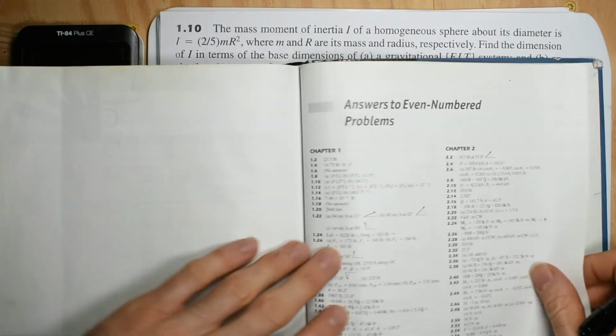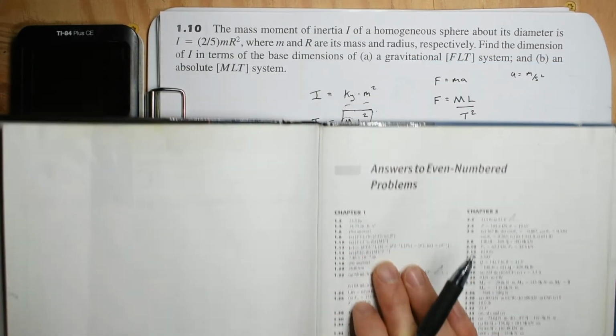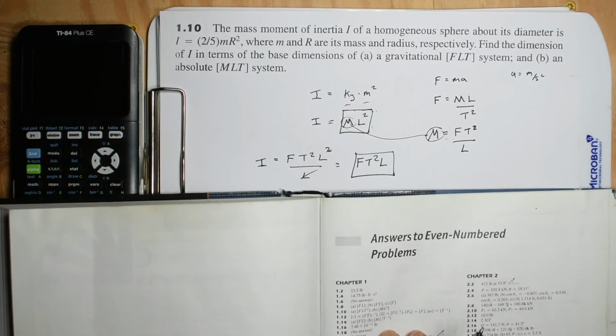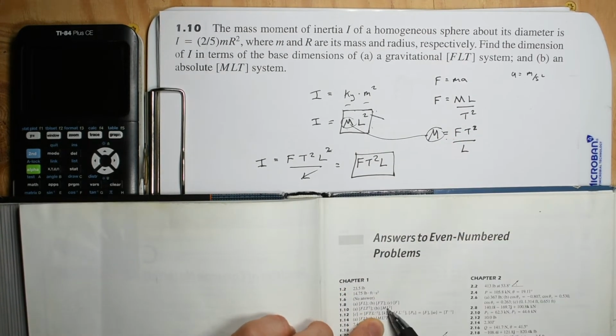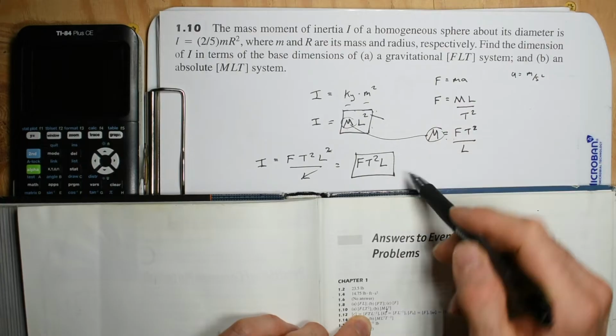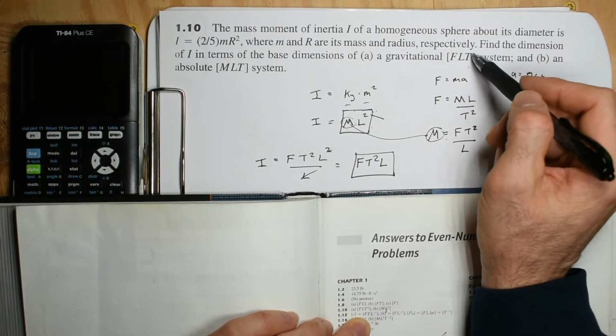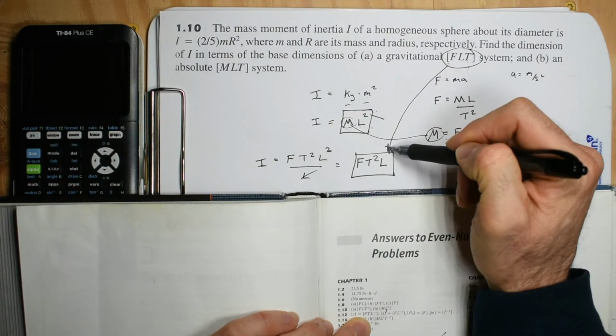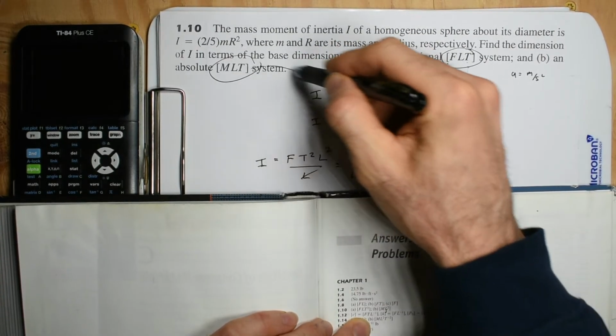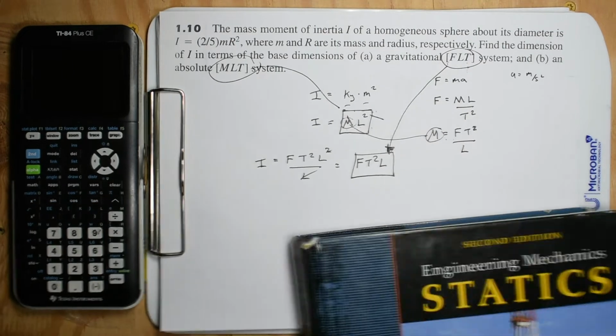I should have talked about it first, because now I think I just forgot what I was even doing. Did we get it right? So we have ML squared, got that one, and then the FT squared over L. We just did in reverse order. So this is your force, length, time. This is the gravitational system, and then this is the mass system, obviously, because you're putting the mass in there.